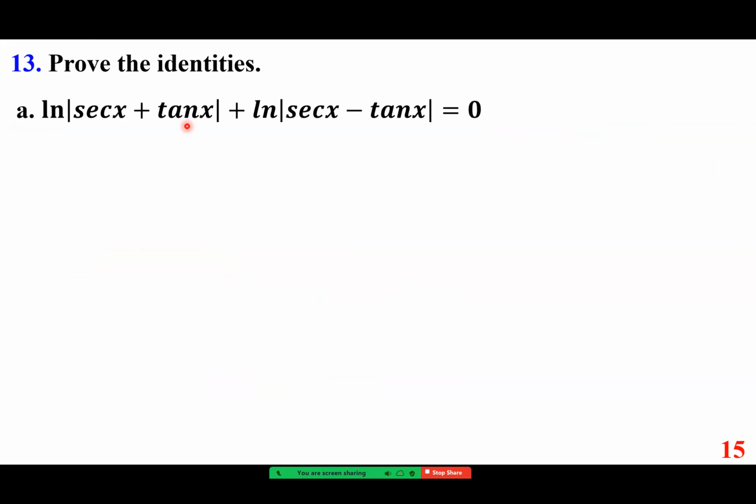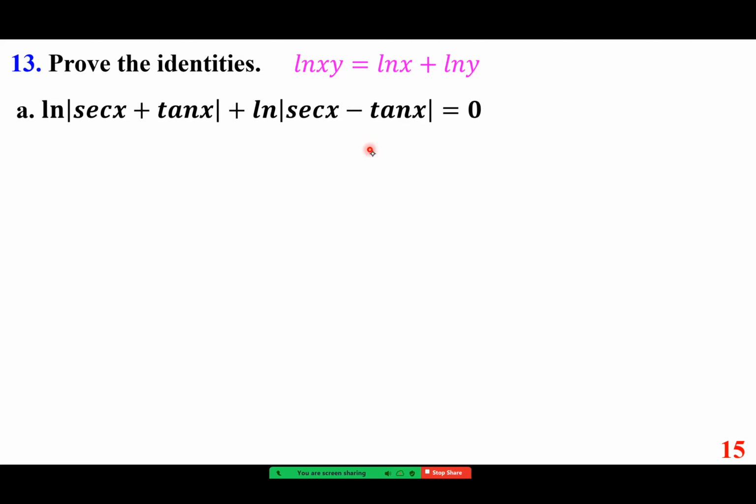ln of secant x plus tan x plus ln of secant x minus tan x equals 0. We want to prove that. And I remind you of logarithmic properties we learned. One of them says ln xy is ln x plus ln y. So we want to go back. We want to go from right to left. So this ln plus that ln, we can say ln of their product. So we are going to start with the left-hand side.